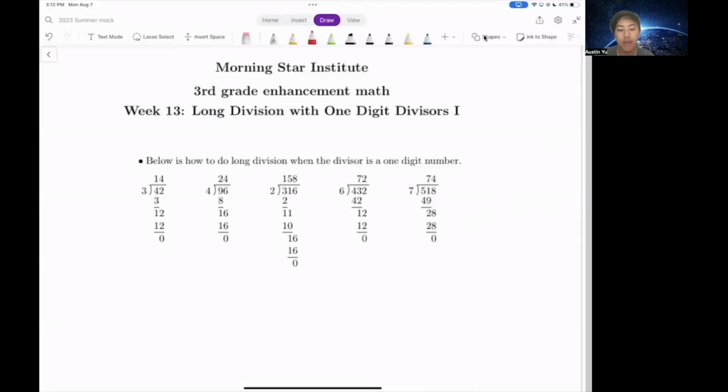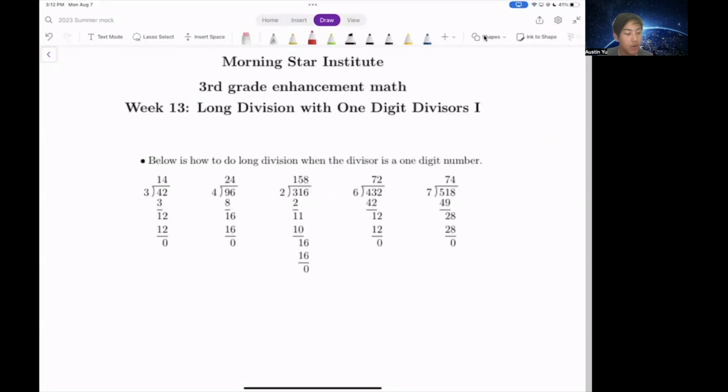We start off with 42 divided by 3. As you can see, 42 is the dividend while 3 is the divisor. So 3 is the divisor highlighted in red, while 42 is the dividend highlighted in green. For division, however, we always start by dividing the dividend by the divisor, and we start from the tens place instead of the units place.